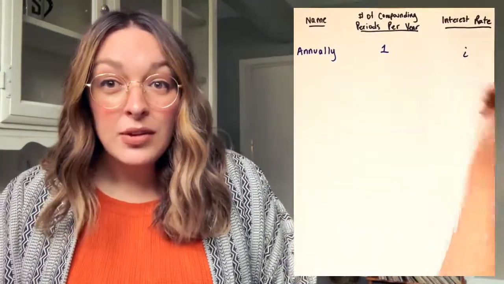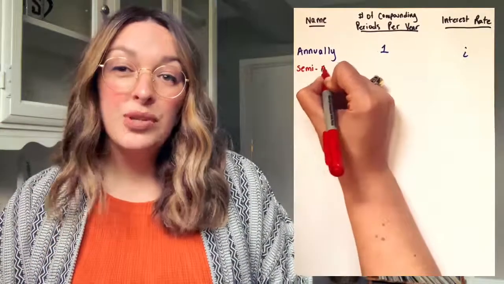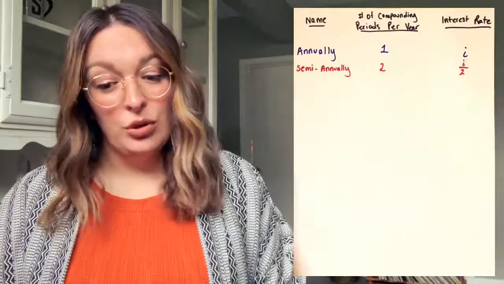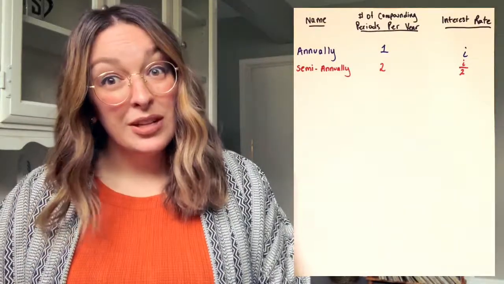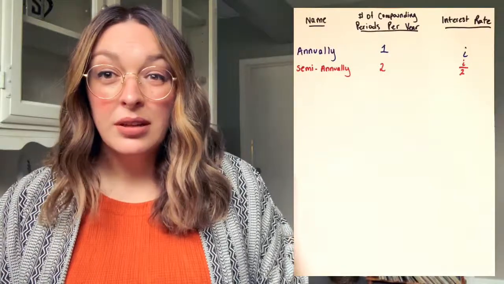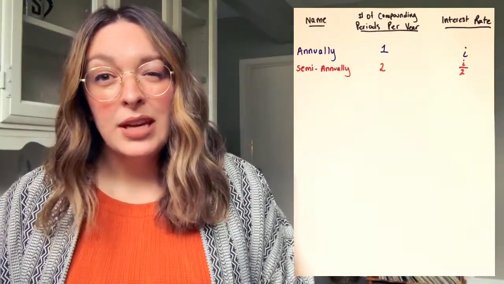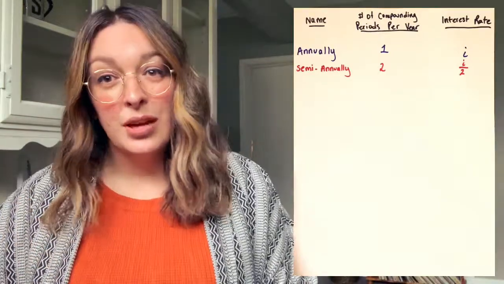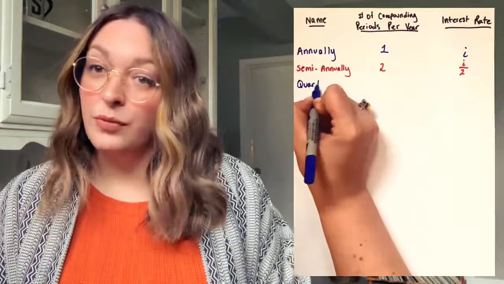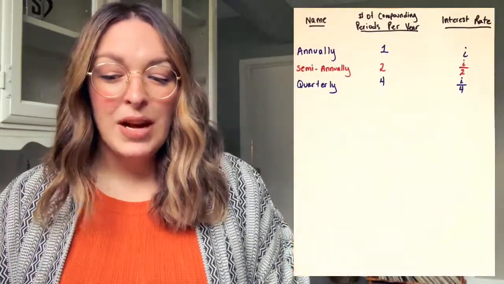We have semi-annually, and that's when it compounds twice a year. But what you need to do is you actually need to take the interest rate that it gives you and divide it by 2. But then it's still compounding it twice a year. So say at the 10% per year, if it's really compounding twice a year or semi-annually, it's going to be doing 5% but twice in 1 year. We could do quarterly, that's 4 times a year, so that'd be every 3 months. And so you're going to take your interest rate and divide it by 4 for that.